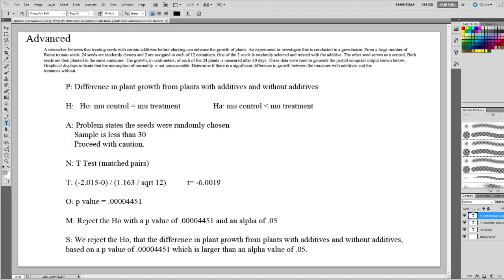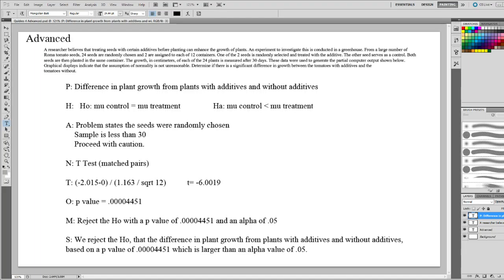So for our t-test, we need to use the formula x bar minus mu over the standard deviation over the square root of n, which is negative 2.015 minus our mu of 0 for our hypothesis, divided by our standard deviation of 1.163, once again divided by the square root of 12, and that gets us a t-value of negative 6.0019.